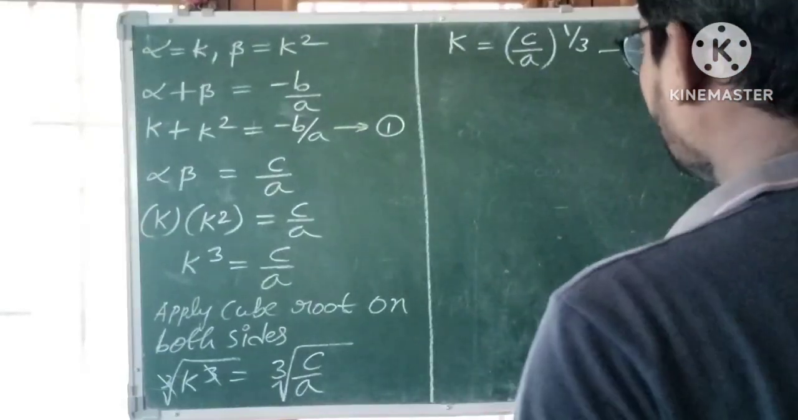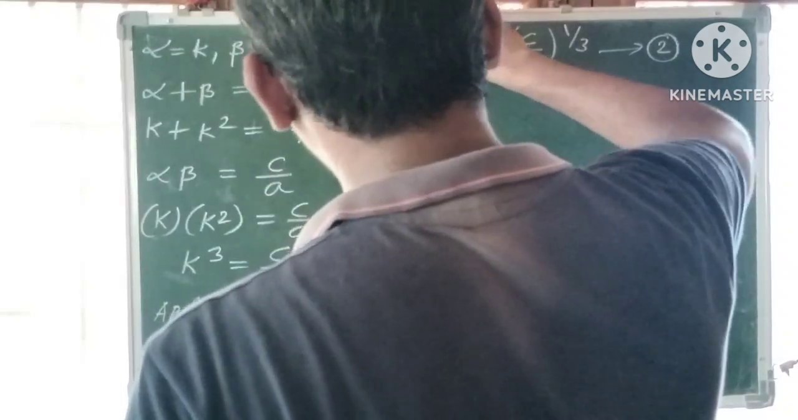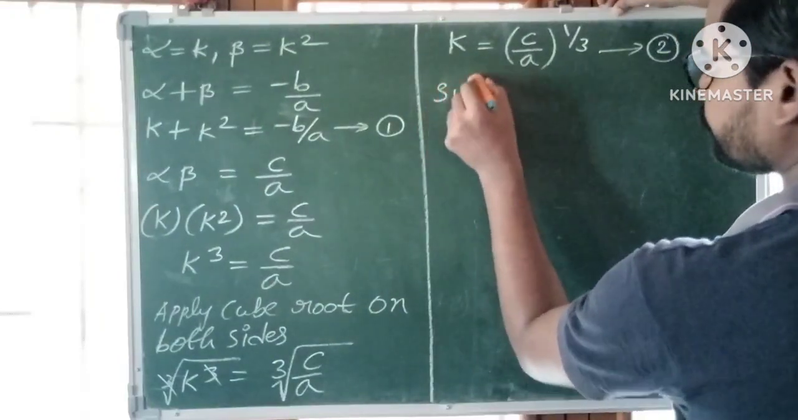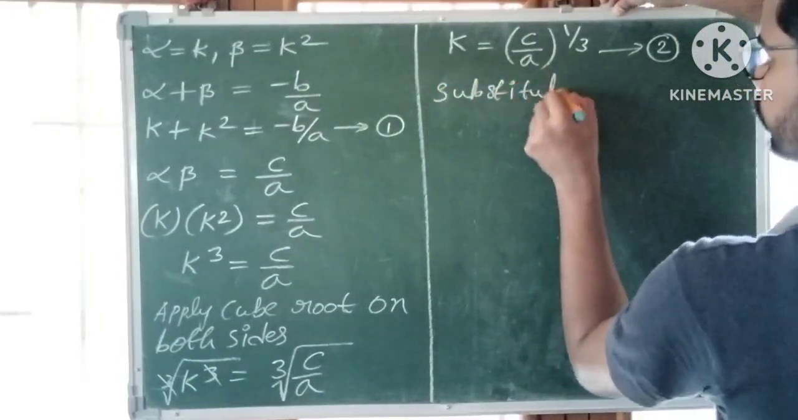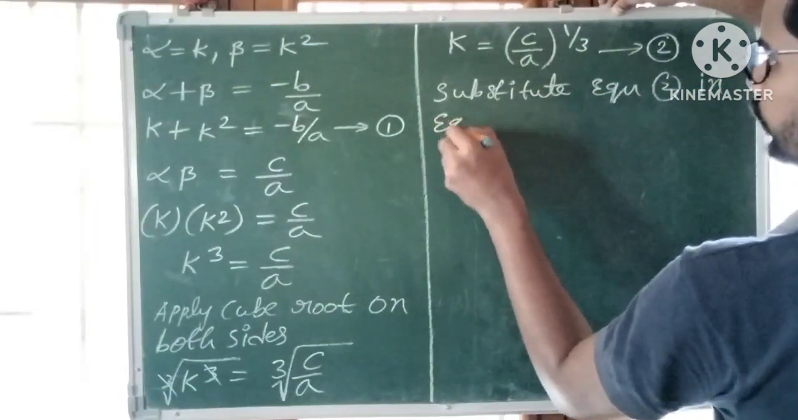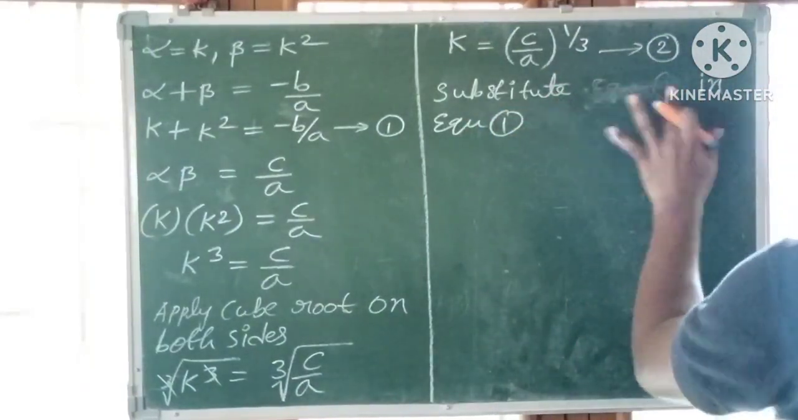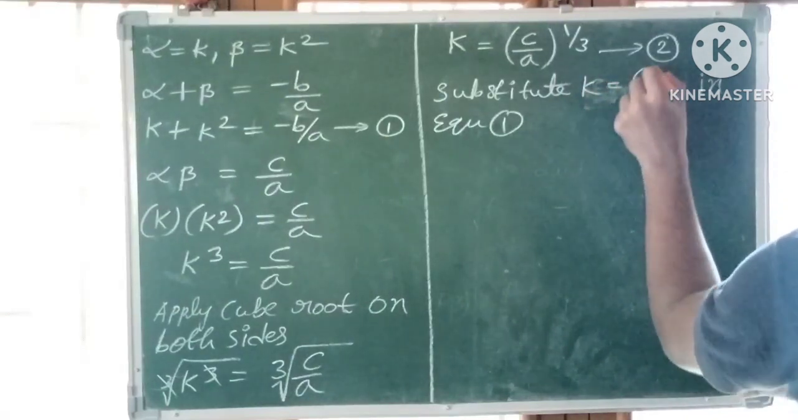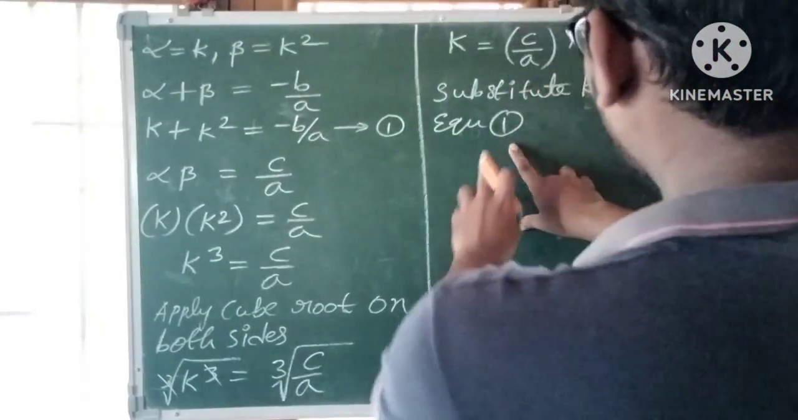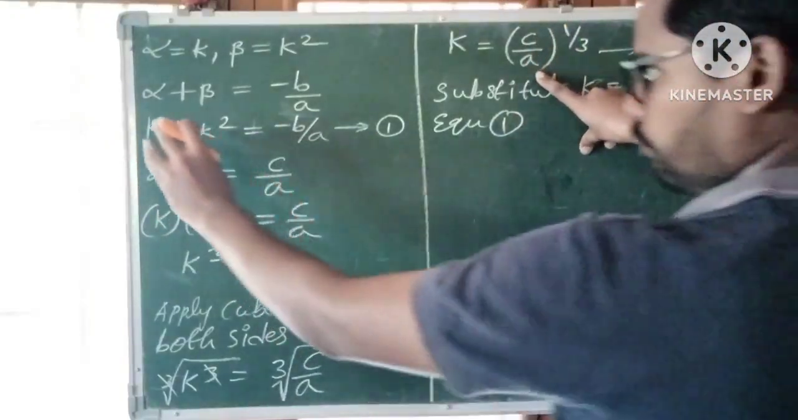So just simply replace this K by C by A whole power 1 by 3. It means substitute equation 2 in equation 1. More clearly, substitute K is equal to C by A whole power 1 by 3 in equation 1. So in equation 1, we have to replace K with C by A whole power 1 by 3. So we have to eliminate K here.